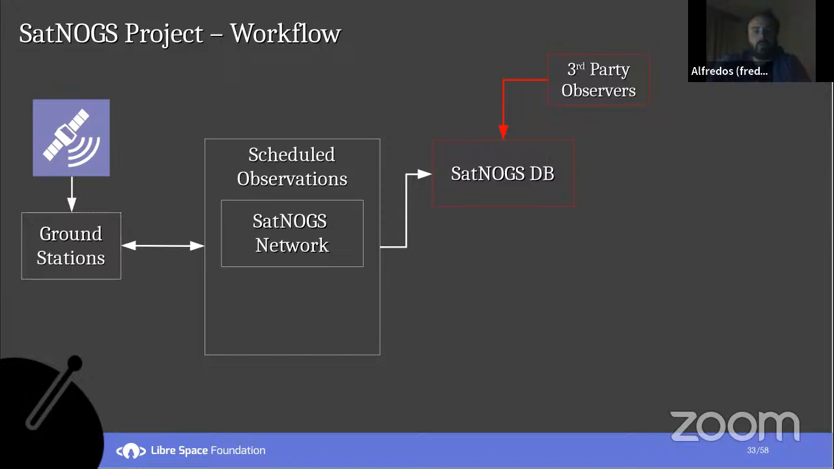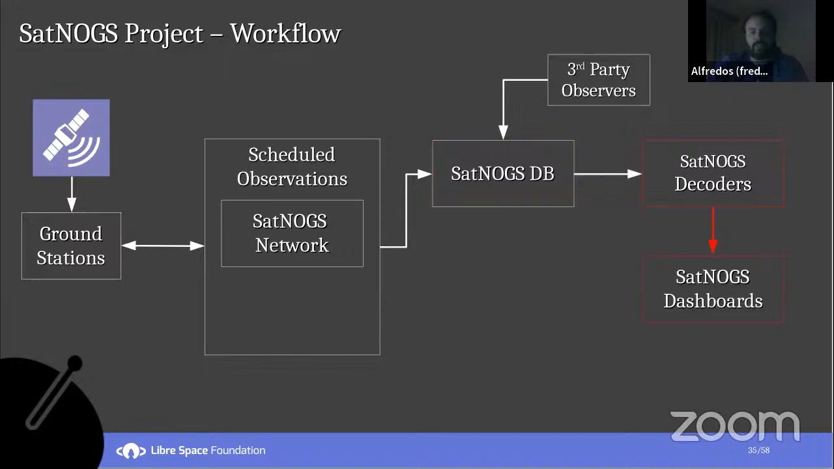And now we have all this data. In order to understand what this data means, we need to decode it. So we have the SatNOGS decoders project, and with this project we decode the data and bring it into a human readable form. And when we have data, we want to present it. So we have the SatNOGS dashboards, and these dashboards are the way to visualize all the data.